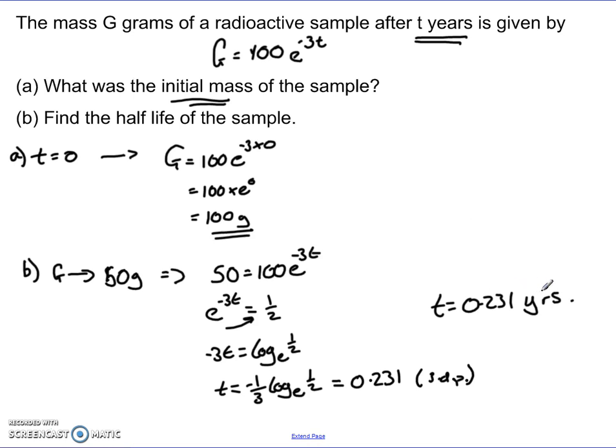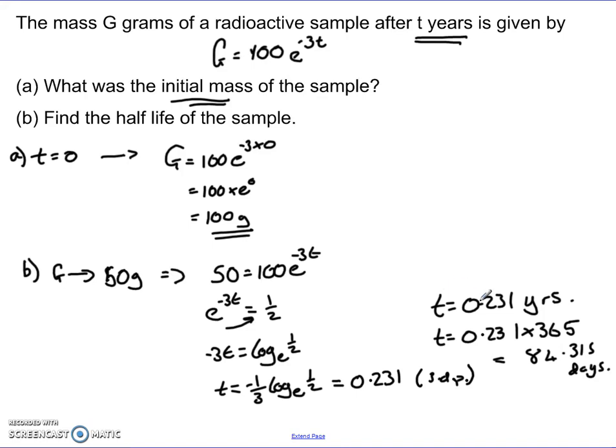So instead of 0.231 years, let's turn it into how many days. And to turn that into days, we do 0.231 times 365. If we do that, what we end up getting is 84.315 days. That's slightly better to tell somebody, oh, it took about 84 days for it to go through half of the sample, so to get to the half-life.